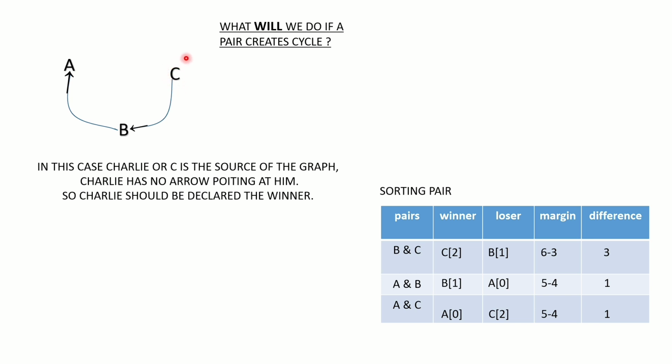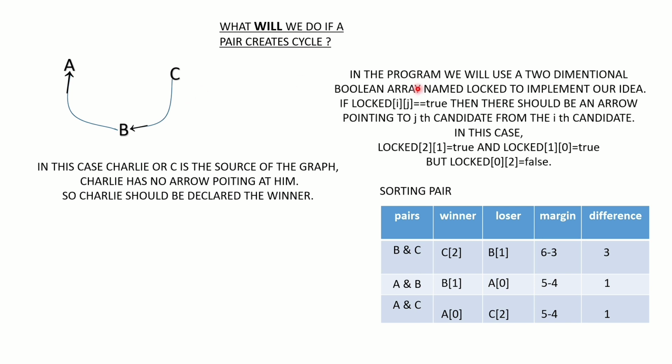The candidate who has no arrow pointing at him, or we can also say the candidate who is the source of the graph, should be declared the winner. Okay, so in the program we will now talk about some lock array. So in the program we will use a two-dimensional boolean array named lock to implement our idea.